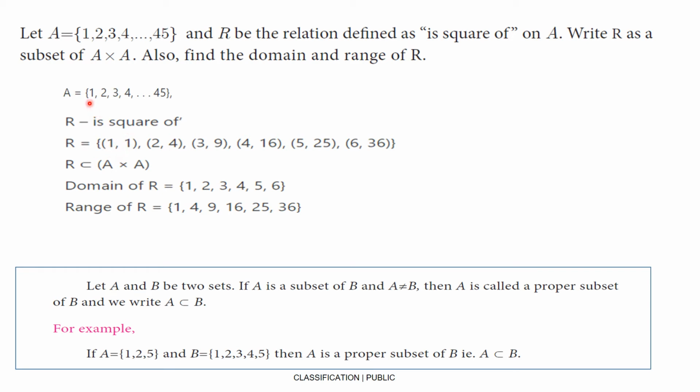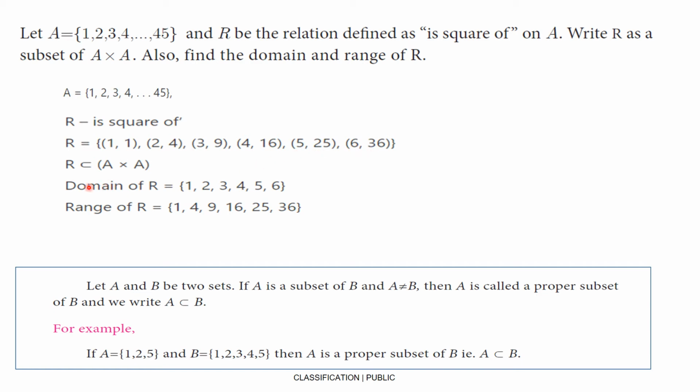So 1, what is the square? 1, 2 is 4, 3 is 9, 4 is 16, and up to 45, what are the square numbers? 16, 25, 36 and 49, but 49 is beyond 45, so you don't take it. So R equal to, what are the ordered pairs? 1 comma 1, 2 comma 4, 3 comma 9, 4 comma 16, 5 comma 25 and 6 comma 36.